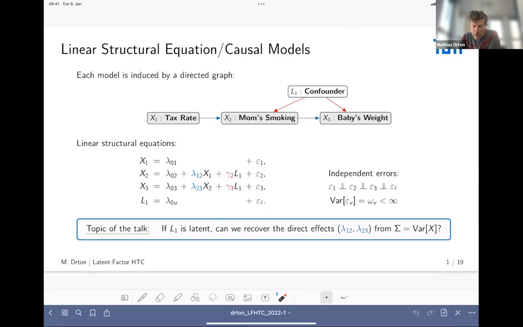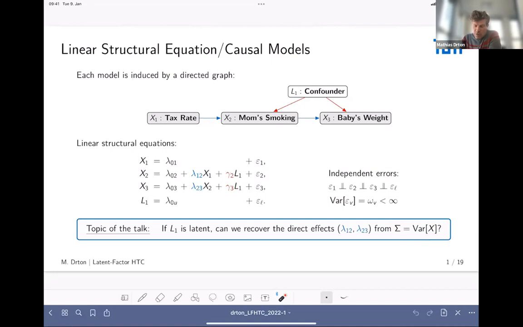And then what this talk is about is if I get to have data on the three variables in gray, then in particular, I have an observable covariance matrix for the three variables. And what I want to know is, even if I have this latent variable, this unobserved variable, can I still recover the coefficients that appear in this equation system, the coefficients that appear on the edges that are blue, that are between observable variables? Can I recover those from the covariance matrix of the three observed variables?